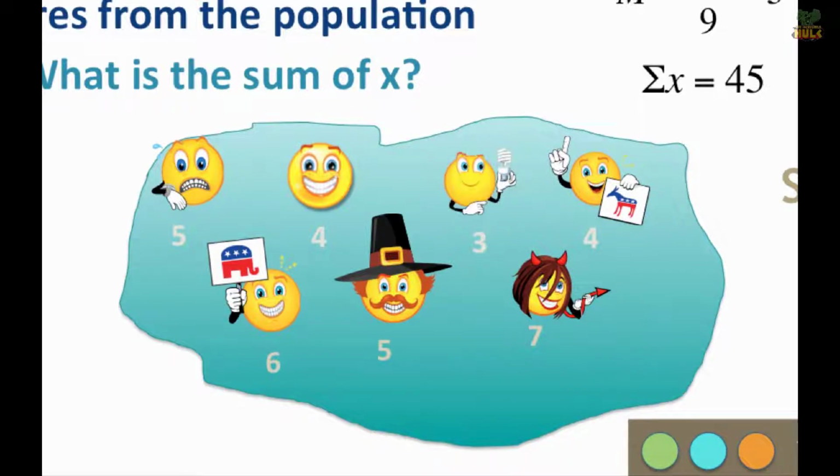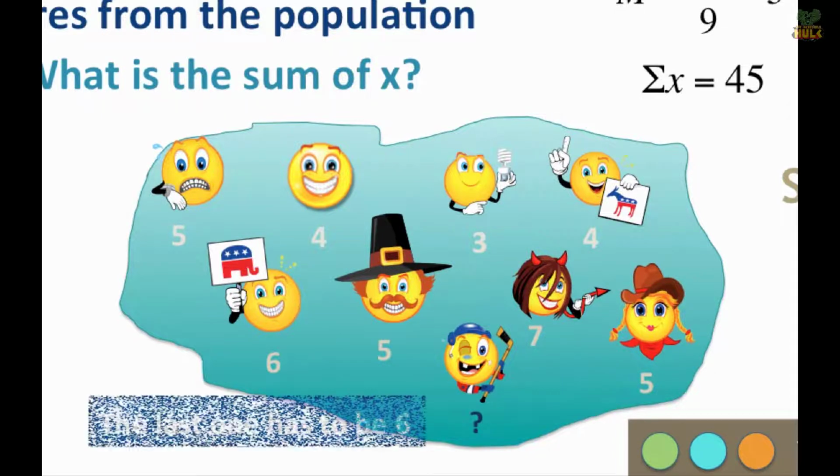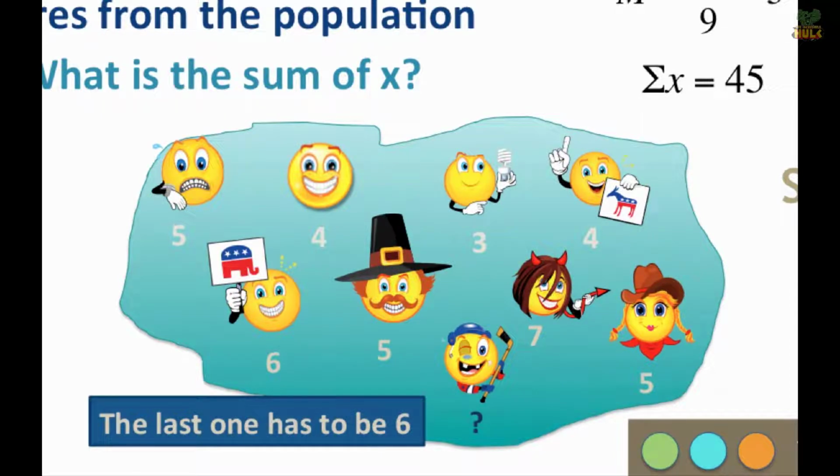Next is 3. That leaves us with 11. And the next to last person got a 5. We only have one more person left. What does his score have to be? The last one has to be a 6.